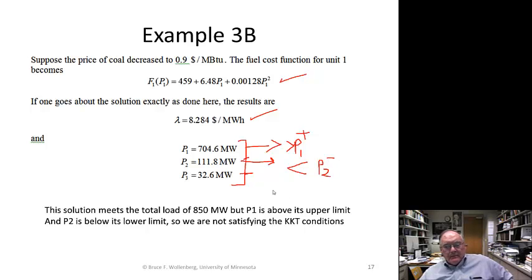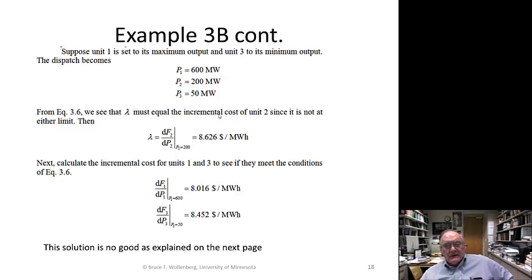So we've got a problem. This solution doesn't work, and we've got to start applying some other rules to get to the constrained solution. So let's set unit 1 at its maximum. So now I've fixed this. He's no longer a variable. I've got two variables, P2 and P3.